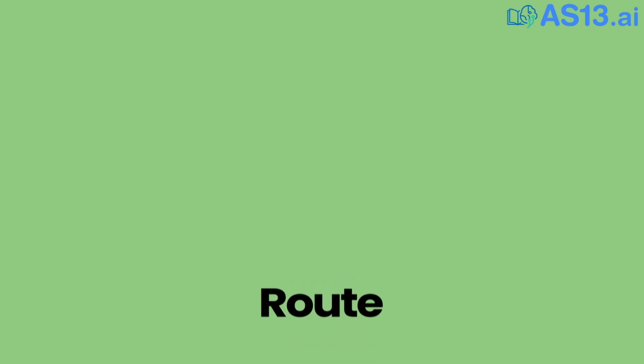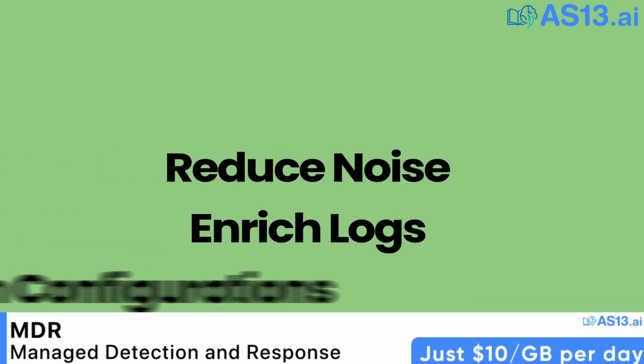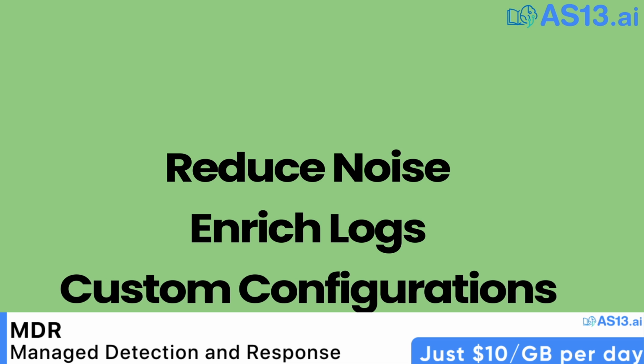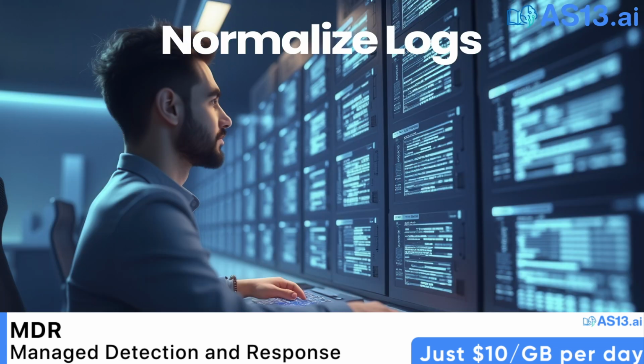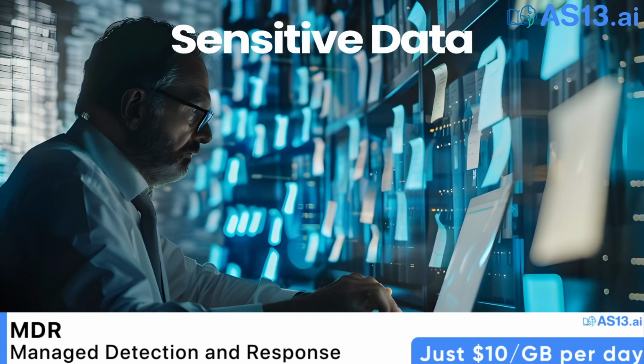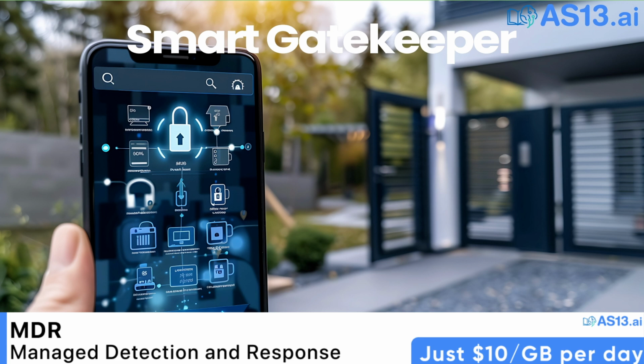That makes it a great choice when you want to reduce noise, enrich logs, or apply custom configurations before indexing. You might use it in front of a third-party system, for example, to normalize logs or redact sensitive data. So, while the universal forwarder just transports data, the heavy forwarder acts more like a smart gatekeeper, deciding what goes where and how.